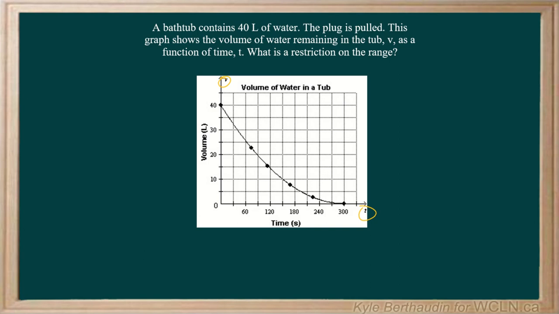So thinking about this question from a realistic standpoint, we have a bathtub, it has 40 liters in it, and then the plug is pulled. What is the restriction on the range? That means, what are the restrictions on the volume?